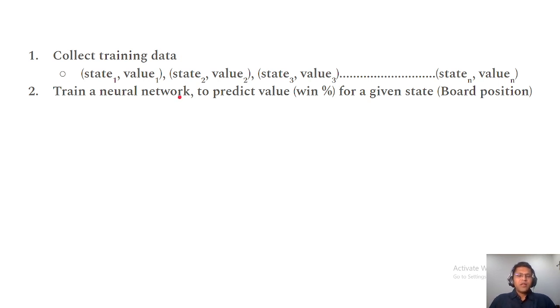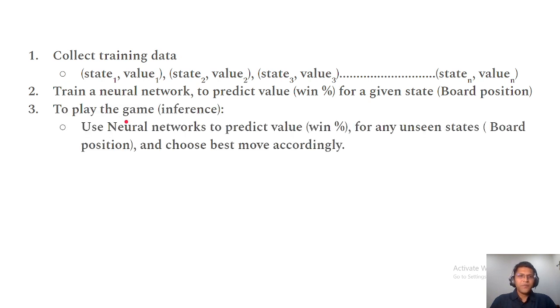Once you have trained the neural network, you use it to play the game. You use the neural network to predict the value, that is, the win percentage, for any unseen state, and then choose the best move accordingly. For example, you have to pick which move to make at a particular board position. You evaluate all the different moves and resulting board positions, pass them to the neural network, get the win percentage for each of those positions, and then choose the best move accordingly.